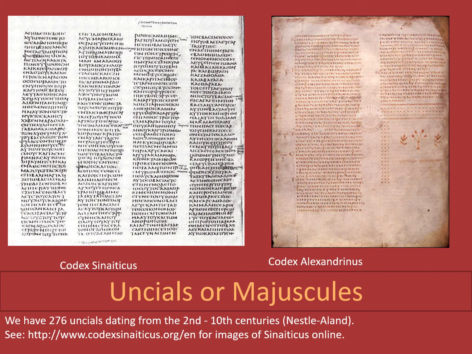Here we have some examples of uncials or majuscules. Notice all the capital letters. On the left we have Codex Sinaiticus, an important manuscript discovered, we say, by Tischendorf at St. Catherine's Monastery in Mount Sinai, and then Codex Alexandrinus on the right. We have 276 uncials dating from the 2nd to the 10th centuries. I have a website there. You might want to look at more of Codex Sinaiticus if this interests you.